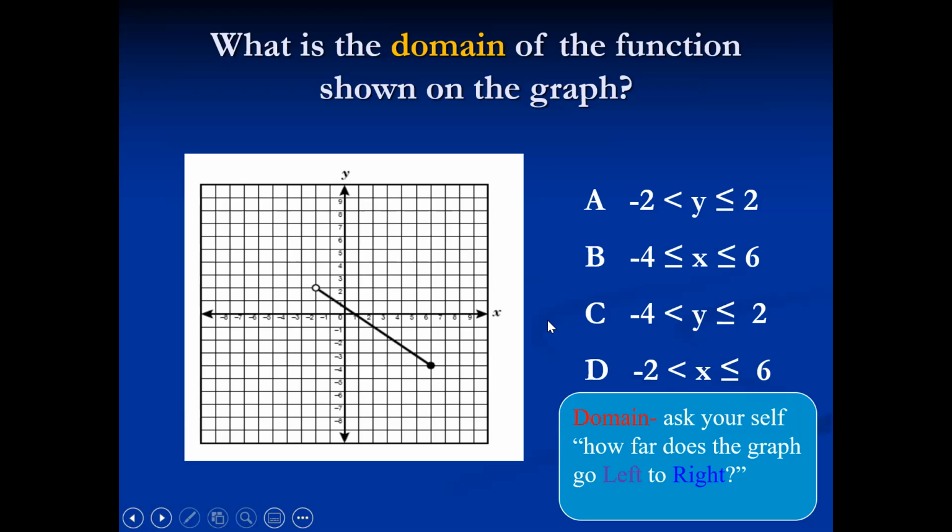What about this one? This one's a little bit tricky. So what is a domain? Domain means how far to the right does it go? And it looks like it goes all the way to the 6. And because it's a closed dot, you want to include the 6, okay? And then how far over to the left does it go? To -2. But if you look at -2, it's not including that -2 because it's an open circle. So it's going to be a parenthesis. So which one showcases that? A, B, C, or D? D is your correct answer.